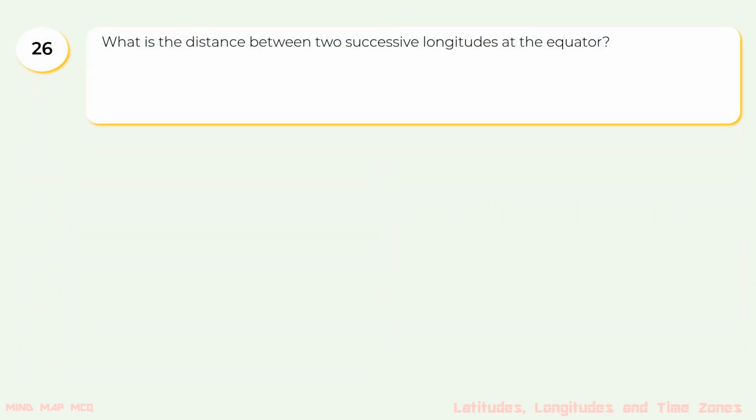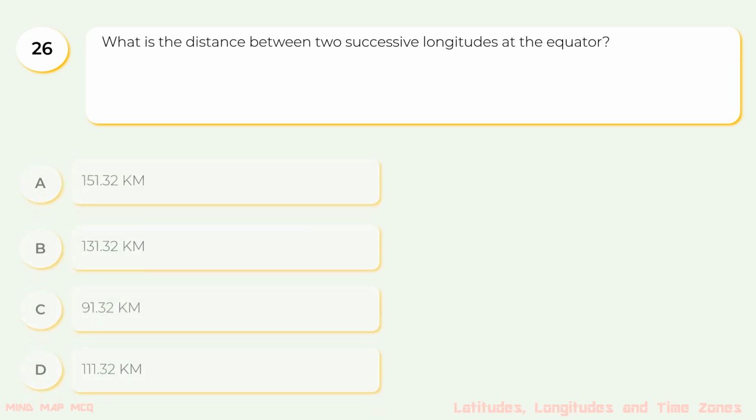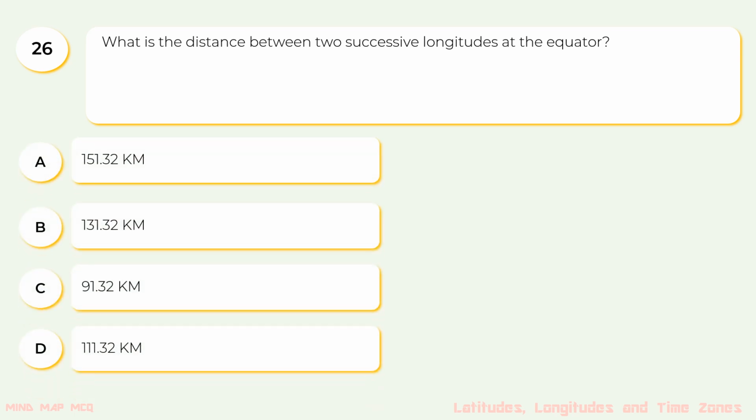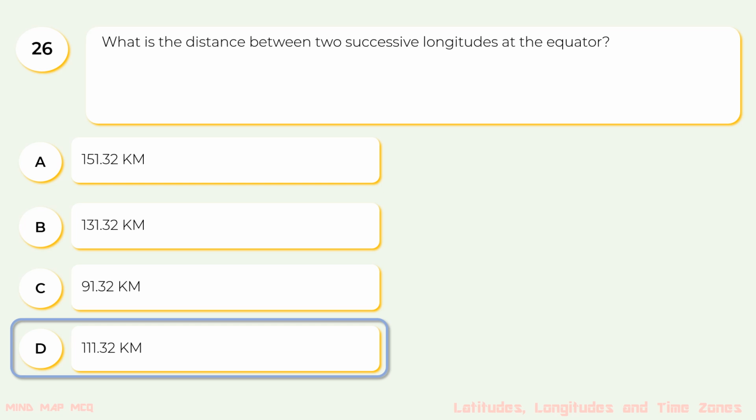What is the distance between two successive longitudes at the equator? The options are A. 151.32 kilometers, B. 131.32 kilometers, C. 91.32 kilometers, or D. 111.32 kilometers. The correct option is D.